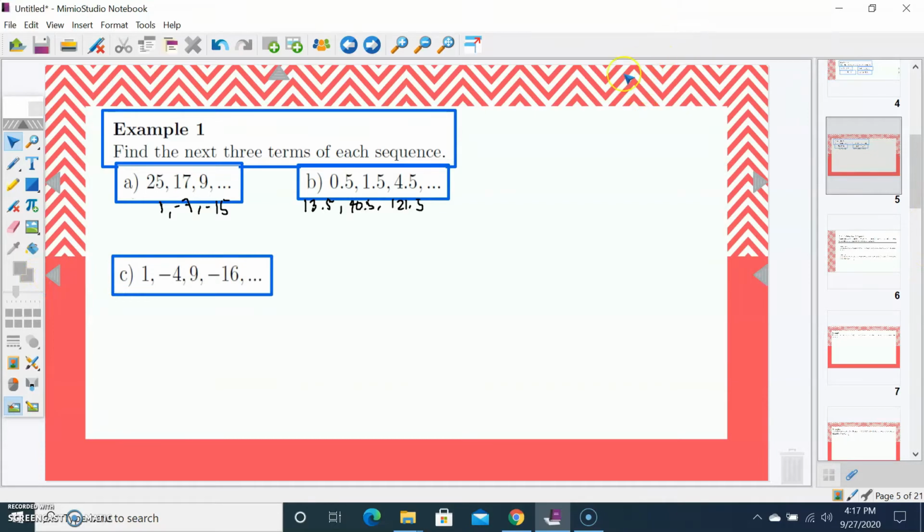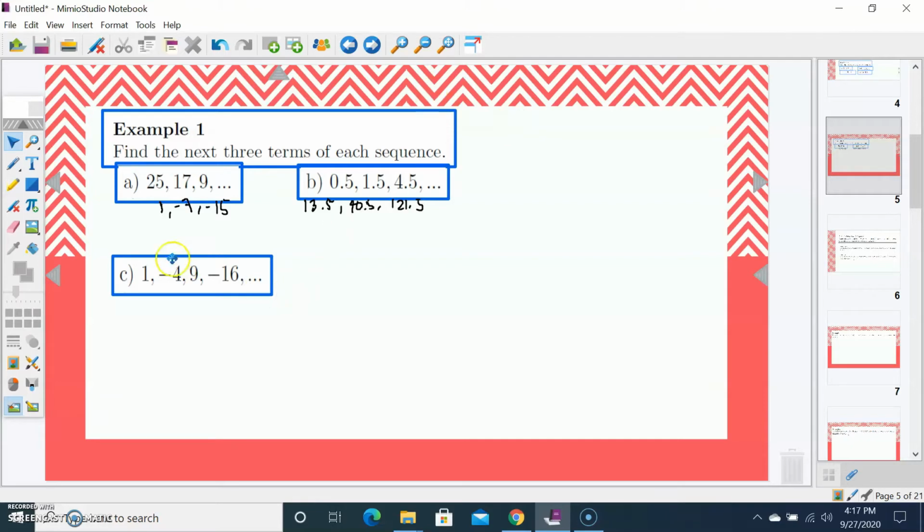So let us consider this example. We have 1, -4, 9, -16, and so on. So let's go back to our previous examples. The first one, we have a common difference among the terms. On the second example, we have a common ratio, or we are multiplying every term to get the next term.